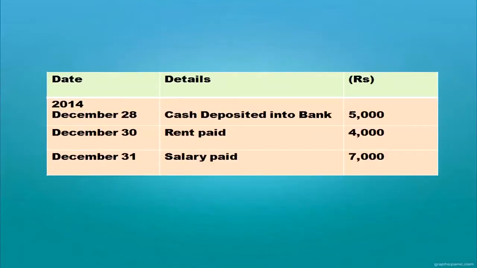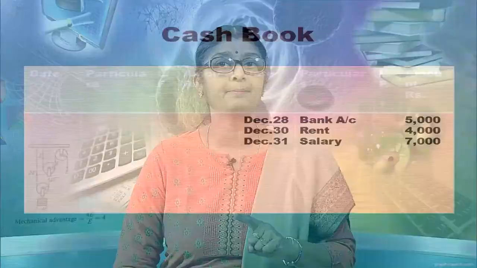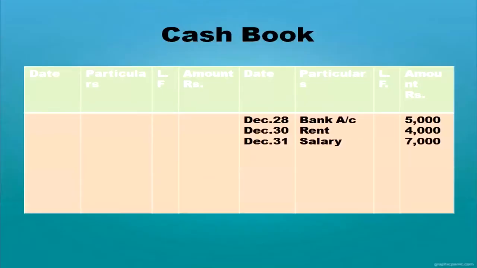Some more transactions. Cash deposited into bank. Bank account debit to cash. Rent paid. Rent account debit to cash. Salary paid. Salary account debit to cash. How is it coming in the cash book? On the credit side, bank to cash. So, posting on the credit side, payment side. Rent paid, by rent on the credit side.